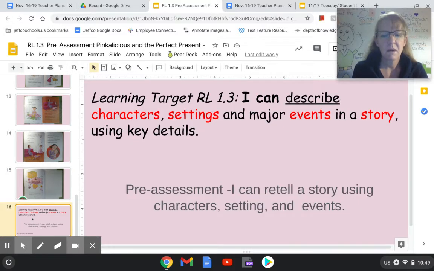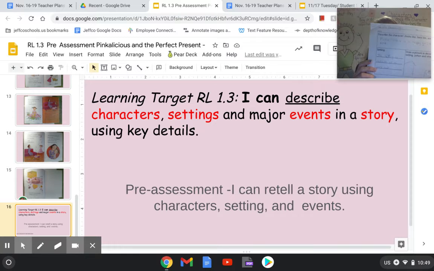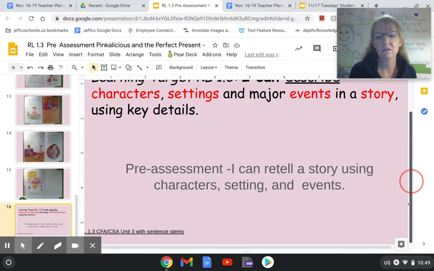So now I'm going to think back and think about that five-finger retell. You're going to be filling out a sheet that looks kind of like this. And I want you to be thinking about that. Like I said, that five-finger retell. I want you to think, who are the characters? I'm going to open up that. Who are the characters?